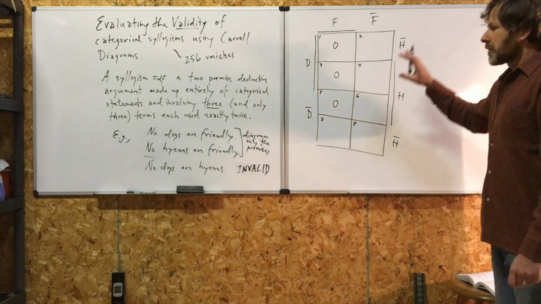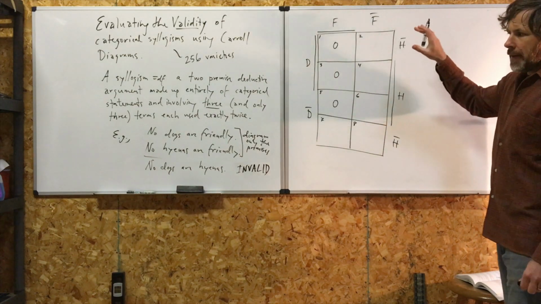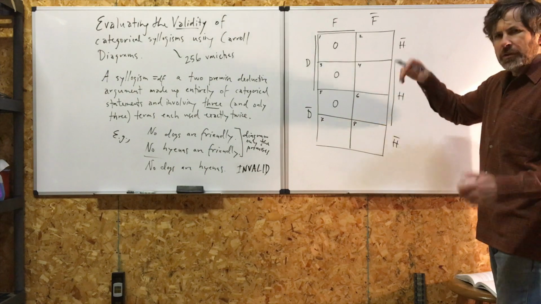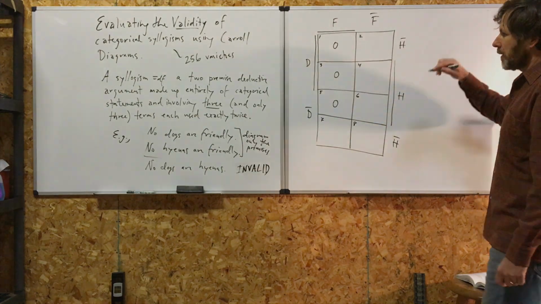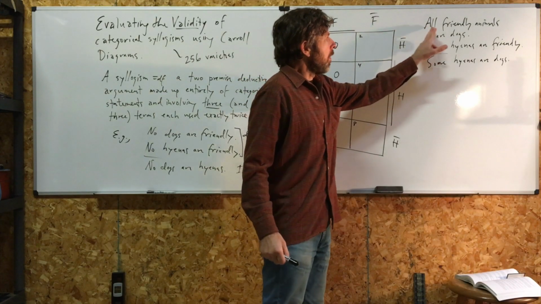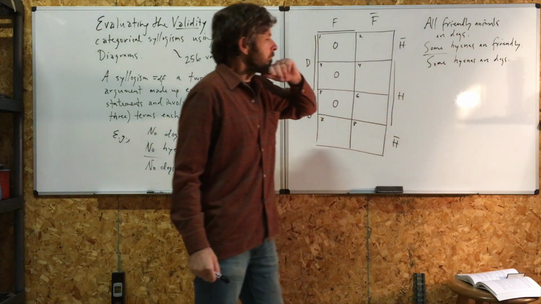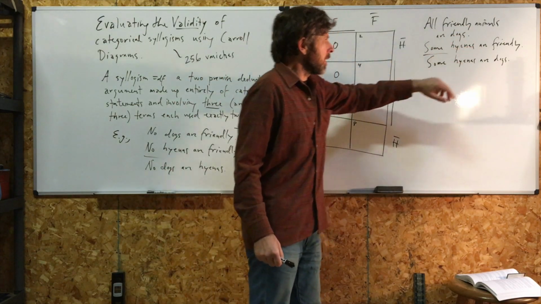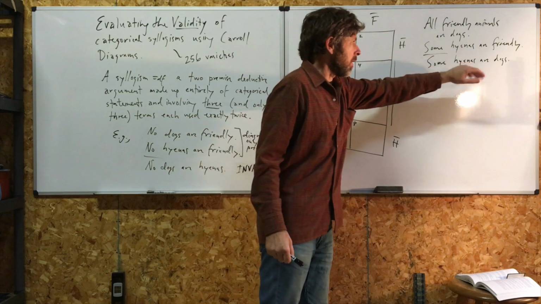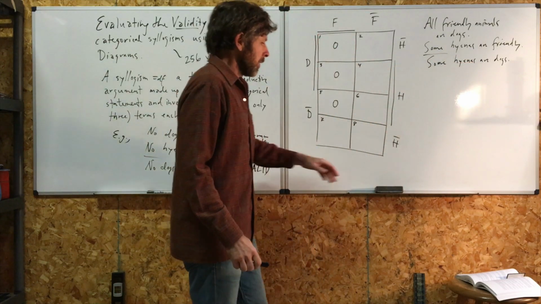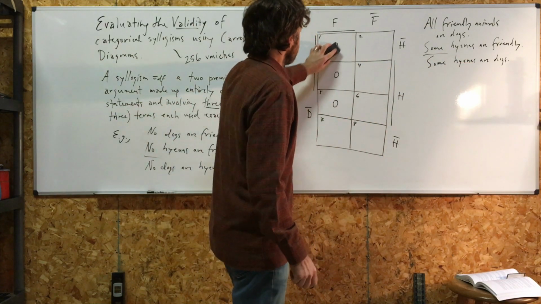Okay, let's do another argument, but this time I'm going to add a particular statement or two. Okay? So let's say all friendly animals are dogs. Some hyenas are friendly, therefore some hyenas are dogs. Let's diagram those premises.